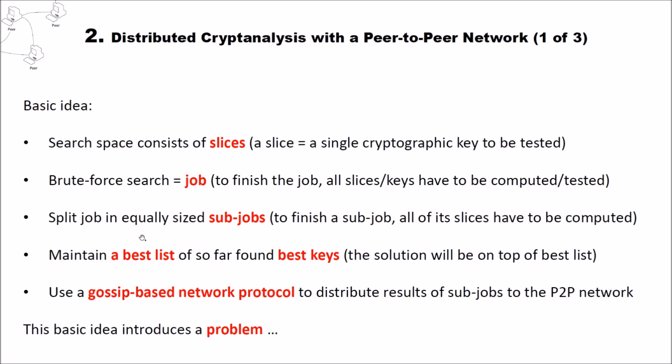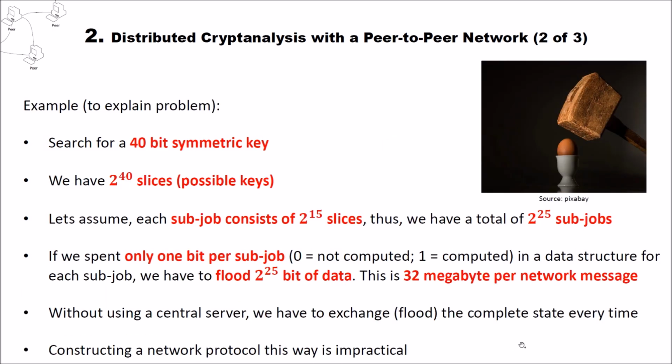And we maintain a best list of so far found best keys with respect to the cost function. And of course, the solution, so the key that we are searching for, will be on top of the best list. And we use a gossip-based network protocol to distribute results of subjobs to the peer-to-peer network. That means that our peers just talk to their direct neighbors and exchange what they have computed so far. But with this basic idea, we have a problem. And now I try to explain the problem with this basic naive algorithm.